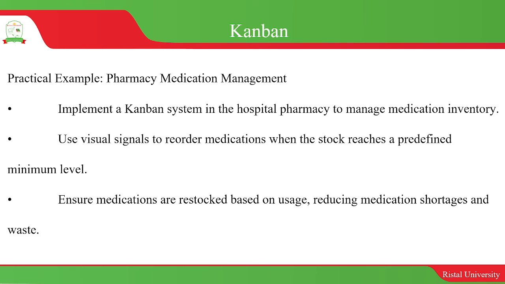Practical example, pharmacy medication management. Implement a Kanban system in the hospital pharmacy to manage medication inventory. Use visual signals to reorder medications when the stock reaches a predefined minimum, and ensure medications are restocked based on usage, reducing medication shortages and waste. So you already have a layout that guides you on this.